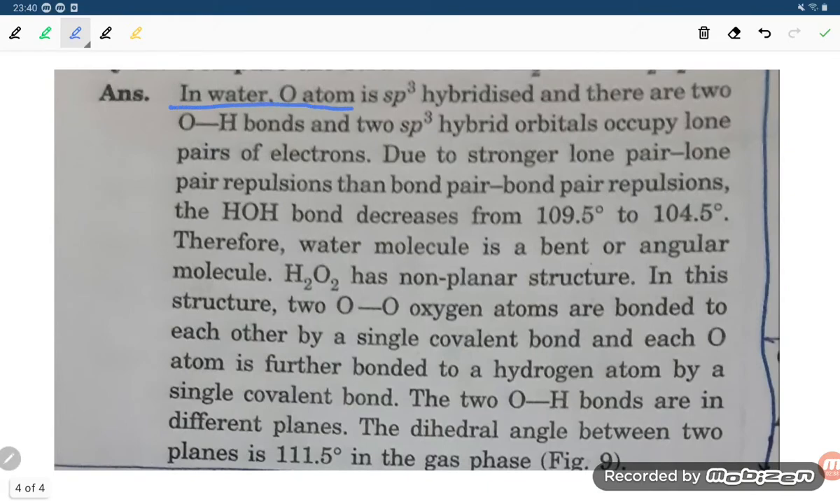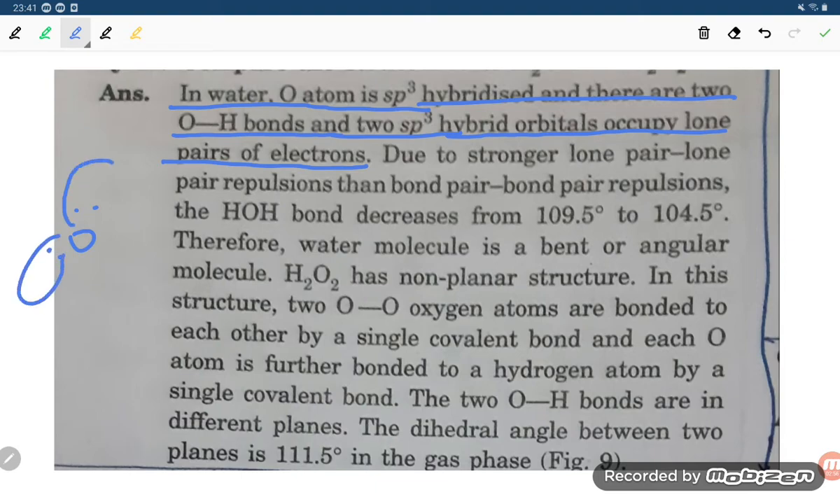In water, the oxygen atom is sp3 hybridized, and there are two OH bonds. There are two OH bonds, and the other two sp3 hybrid orbitals are occupied by lone pair electrons. So oxygen is there, student. This is a lone pair of electrons. Here is also a lone pair of electrons. So these are in the hybrid orbitals. Here is a hydrogen, and here is a hydrogen.